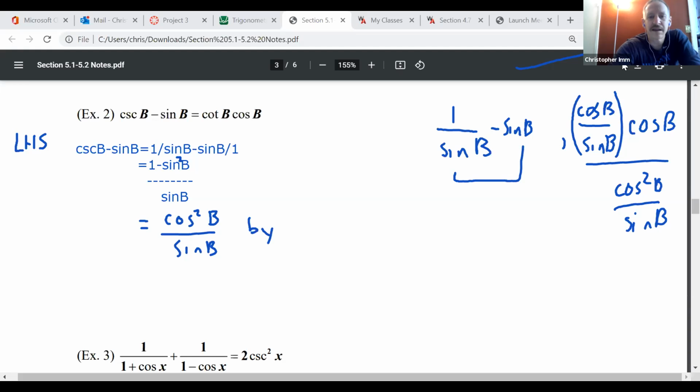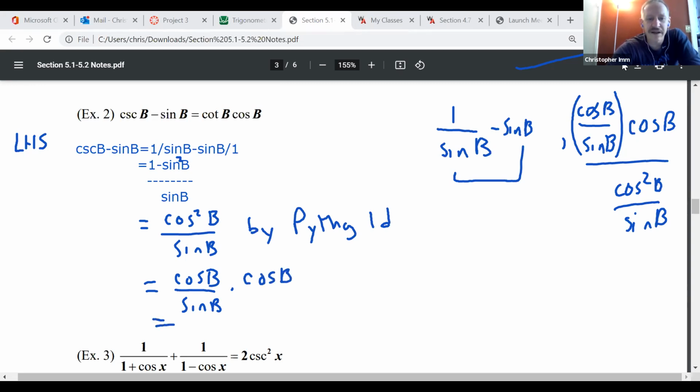Nice. And then finally, we can split that into cosine b over sine b. So now I'm just looking at what we did over there to the right to fill in the details times cosine b. But we know that cosine b over sine b is cotangent b. That's that ratio identity. And that's the right-hand side.